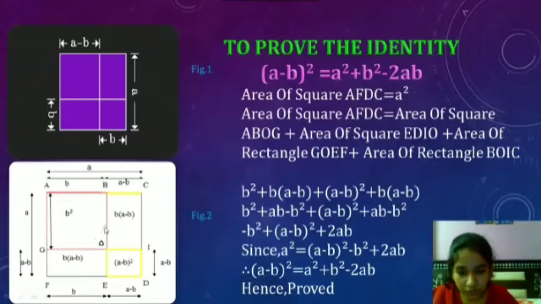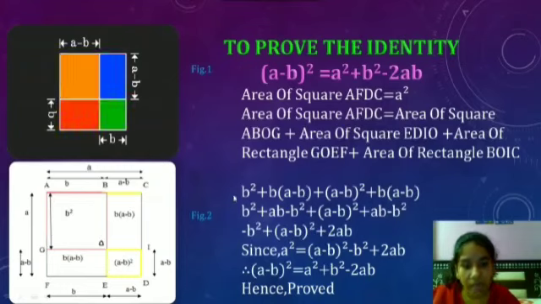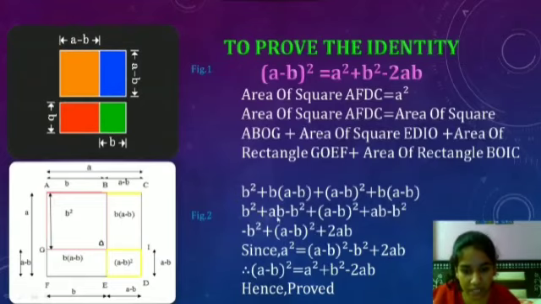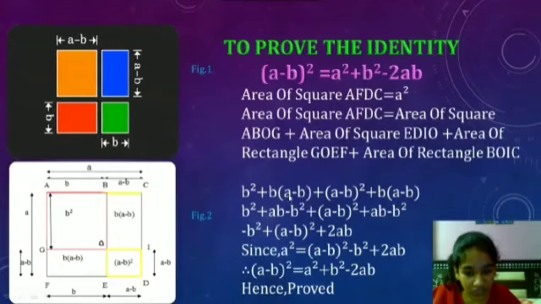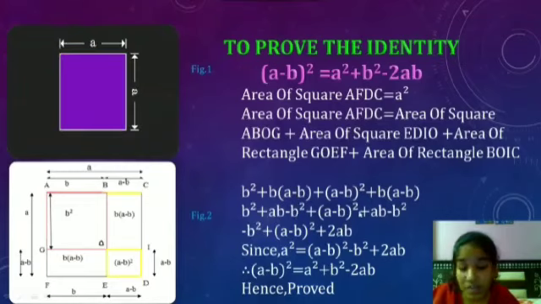Now we'll add all of them. b² + b(a − b) + (a − b)² + b(a − b). b² + b into a will be ab, b into b will be b², plus (a − b) whole square will remain the same, plus b into a is ab, minus b into b is b², minus b² + (a − b)² + 2ab.